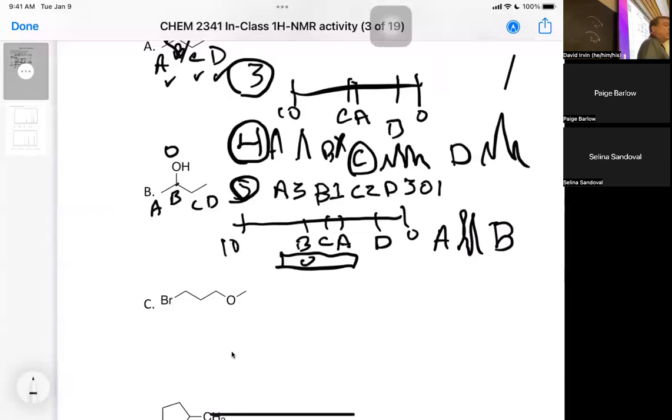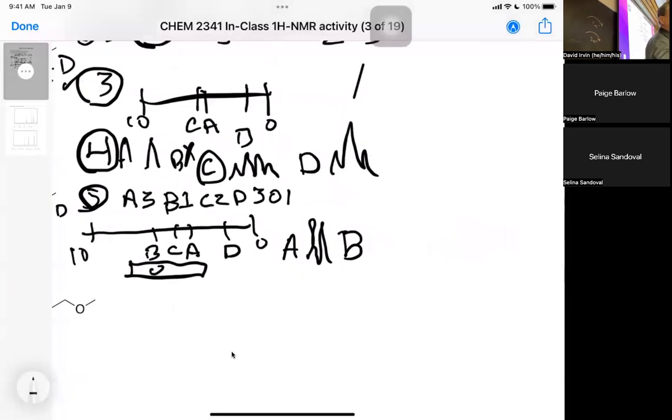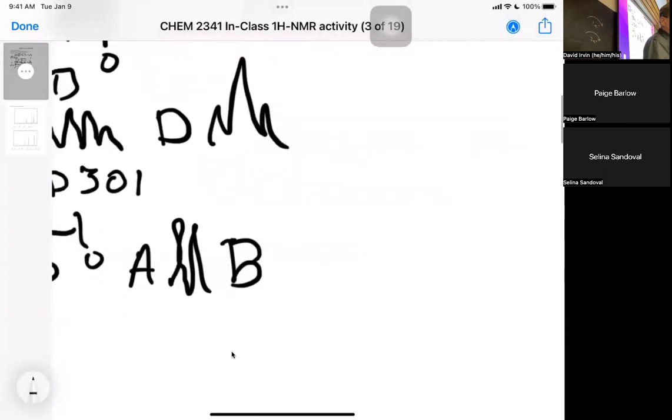We have 1, 2, 3, 4, 5, 6 hydrogens. But do we count the hydrogen on oxygen? No, you do not split through oxygen. So that means we have 1, 2, 3, 4, 5. 5 plus 1 is equal to 6. So B is going to be 6. So we're going to have a little one, a bigger one, a big one, and then the same on the other side. It's going to be symmetrical with a total of 6. Sextet.